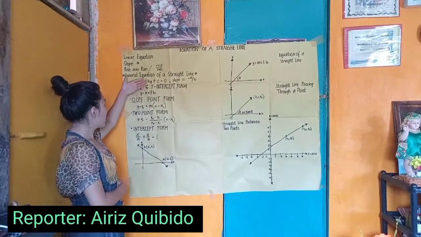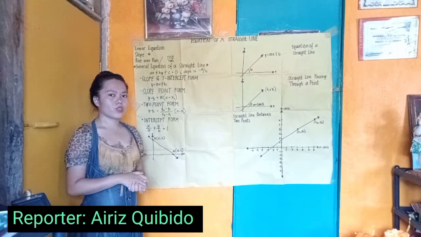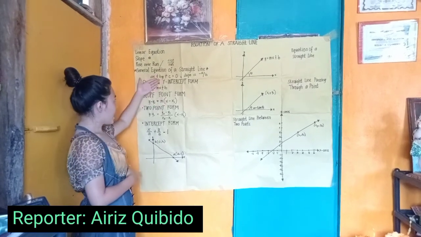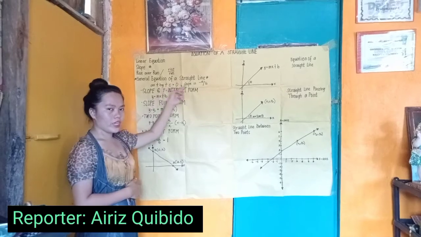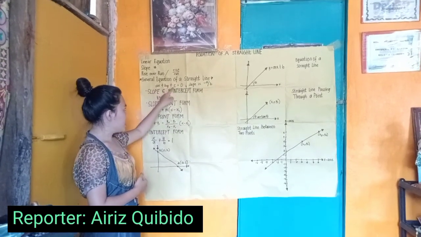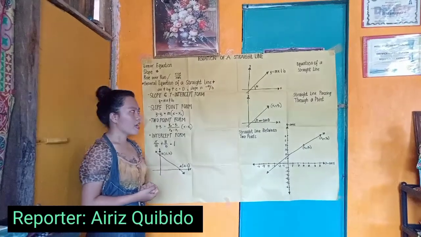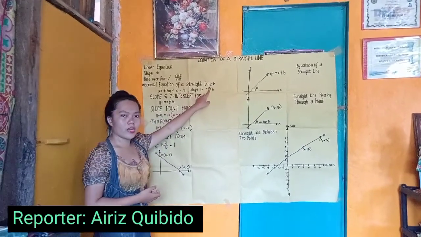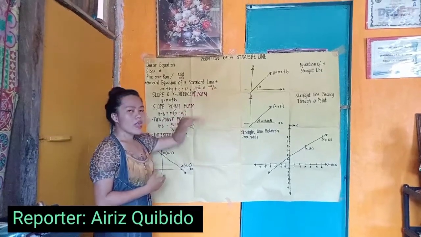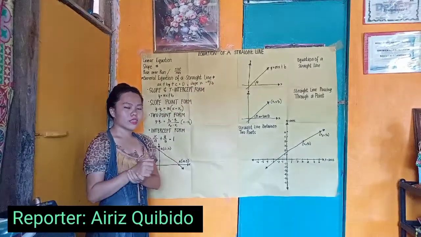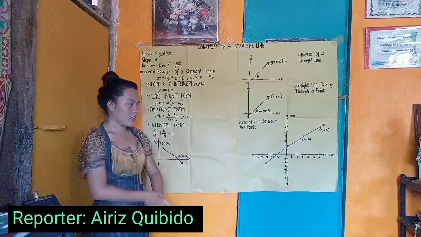First is the general equation of a straight line. The general equation of a straight line can be given as ax plus by plus c is equal to 0, wherein a, b, c are the constants, x and y are the variables, and the slope is negative a over b. Take note that the negative a is the difference of y coordinates. That should always be negative.